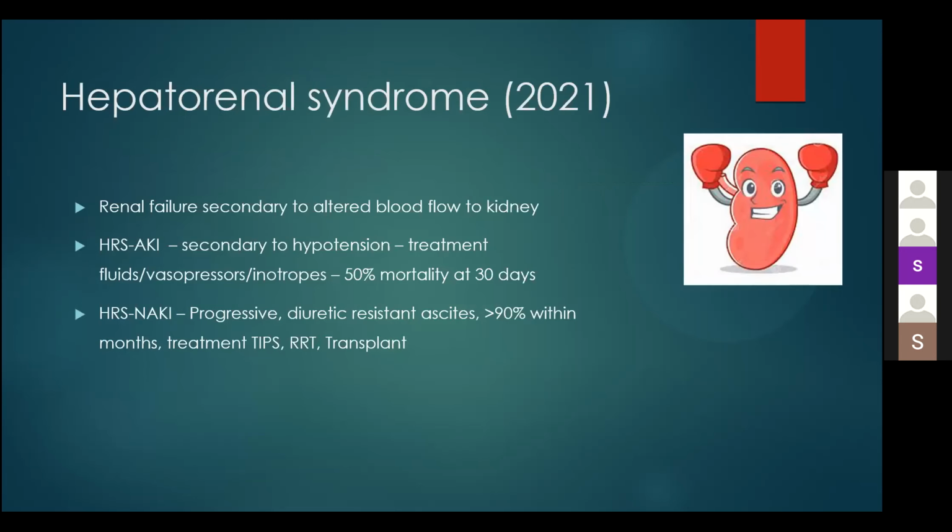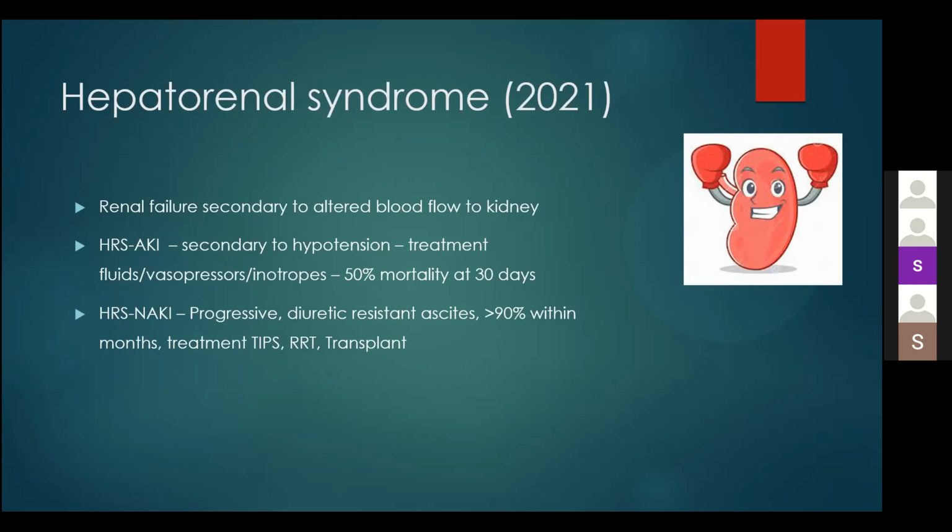So just another couple of topics to cover. If anyone's heard about hepatorenal syndrome, which is a renal failure secondary to altered blood flow in the kidneys in patients with cirrhosis, there's been a bit of an update in the terminology of this, which has happened just last year. We used to separate it into type 1 and type 2 hepatorenal syndrome. And those terms have now been replaced by hepatorenal syndrome AKI type and hepatorenal syndrome non-AKI type, which are your old type 1 and type 2. And it does clear it up a little bit.